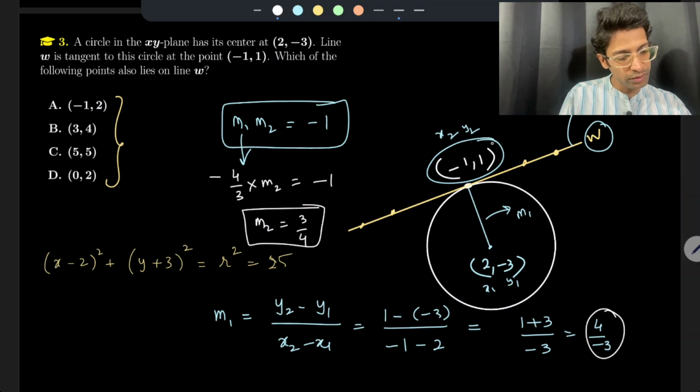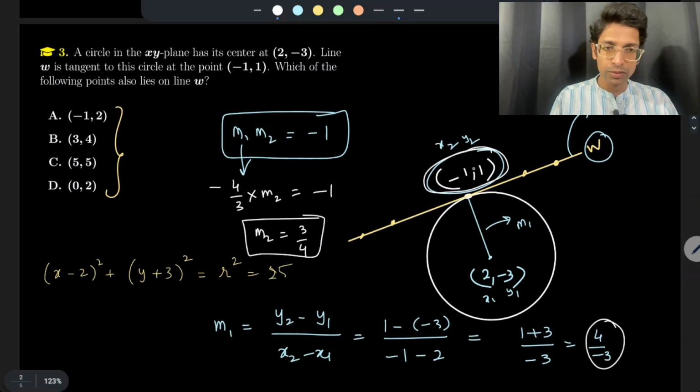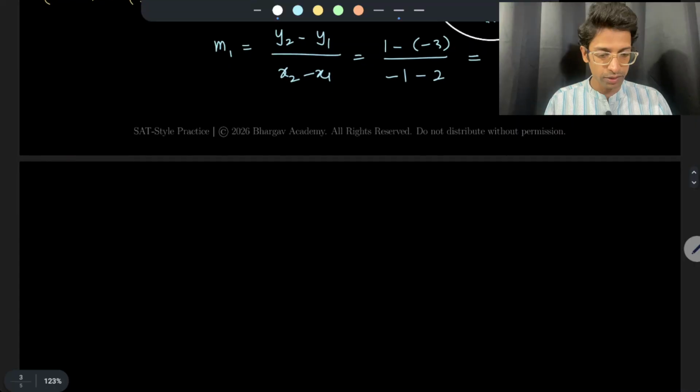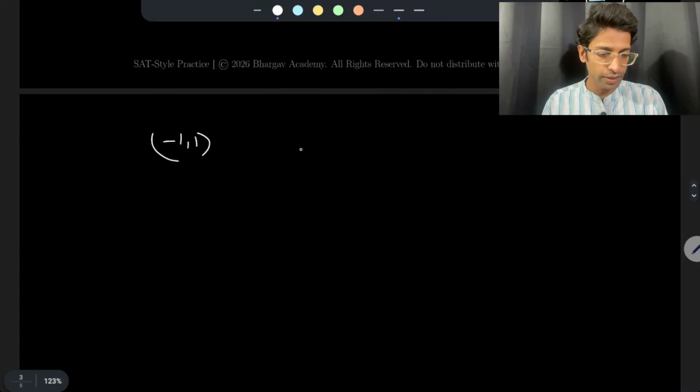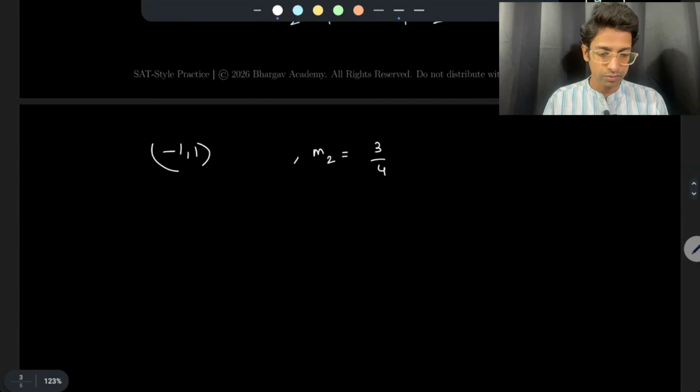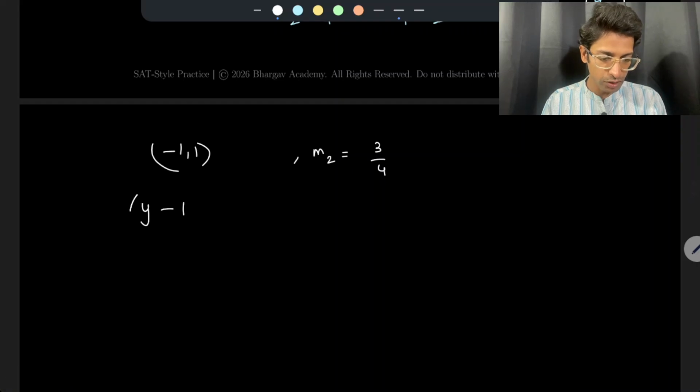Now you know one point on this line which is -1 comma 1, and you know the slope of this line which is 3 by 4. So you can find the equation of this straight line. So how do we do that? Now please remember, if you have a point on a line and if you know the slope, you can find the equation of that line. So let's do that. -1 comma 1 is the point and the slope of the line is 3 by 4. 3 upon 4, we got that from this relation. So let's find the equation of the line.